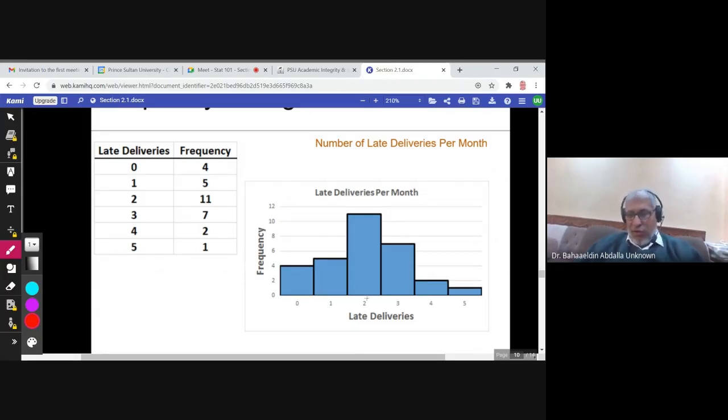So 0, 1, 2, 3, 4. And each class consists of one number. And then I put the frequency here. So the class of 0 has frequency 4. 1 goes to 5. 2 goes to 11, and so on. So this is called a frequency histogram. If he asks about a relative frequency histogram, then you need to put the relative frequencies on the y-axis.